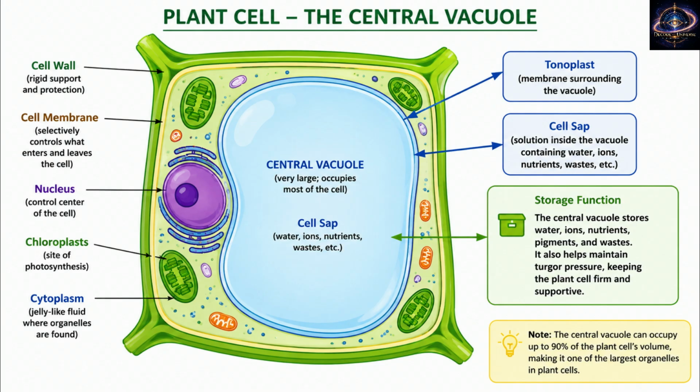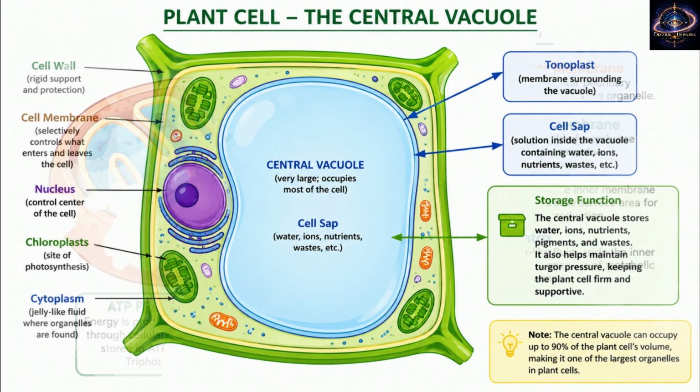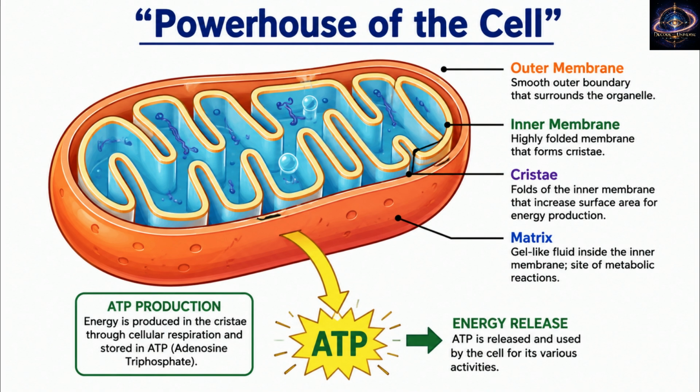Plasma membrane controls entry and exit. Cell wall gives support and protection. ER makes proteins and lipids. Golgi apparatus modifies and packs materials. Lysosomes digest waste. Vacuoles store materials. Mitochondria produce ATP. Chloroplasts help in photosynthesis. Ribosomes make proteins. Cytoskeleton gives shape and support. Nucleus controls the cell. Chromosomes carry DNA.